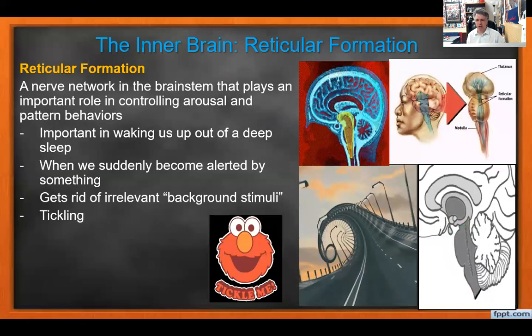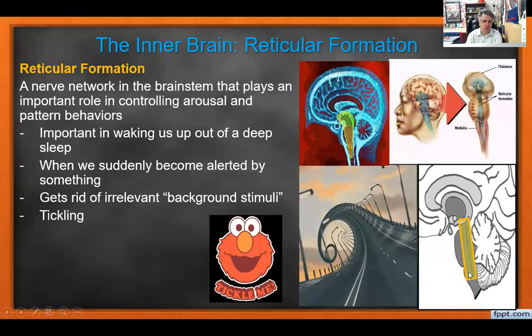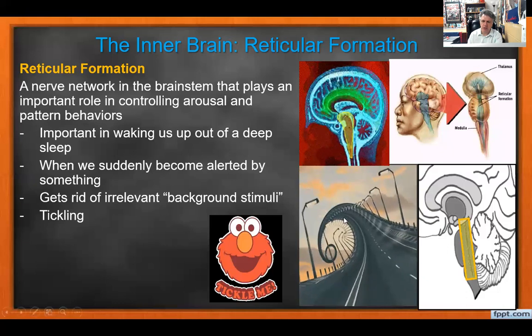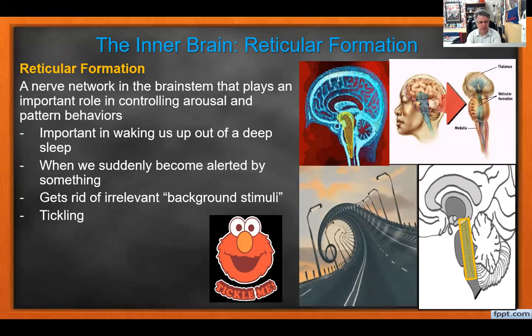Now, within your brainstem right here, this little blue thing going on here, this little guy right there, is what is known as your reticular formation. When the pons is paralyzing us and not allowing our body to do anything, the reticular formation is what puts us back to being alert. So when we need to wake up out of a deep sleep, that's the reticular formation.